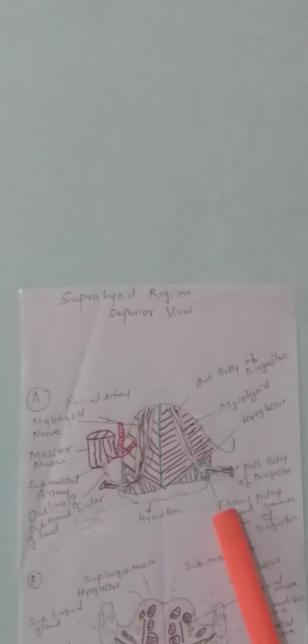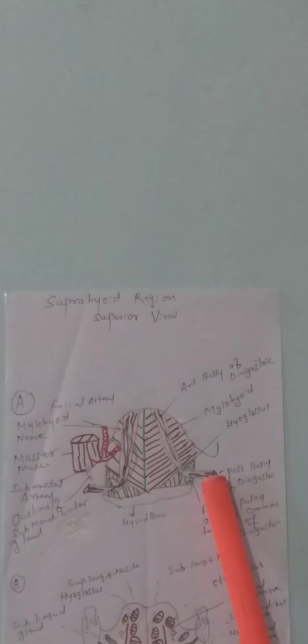Then there is a fibrous pulley which will encroach on the common tendon. Both bellies of the digastric form a common tendon here. It is interesting to note that the anterior belly of digastric is supplied by the mandibular nerve, and the posterior belly of digastric by the facial nerve.